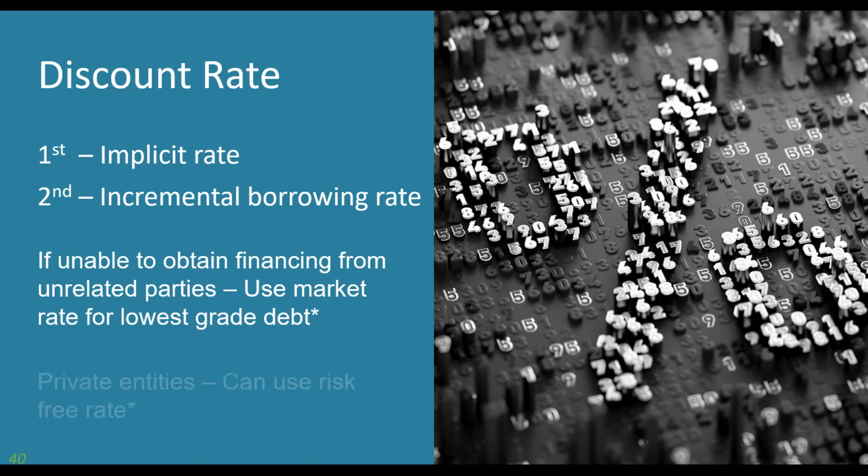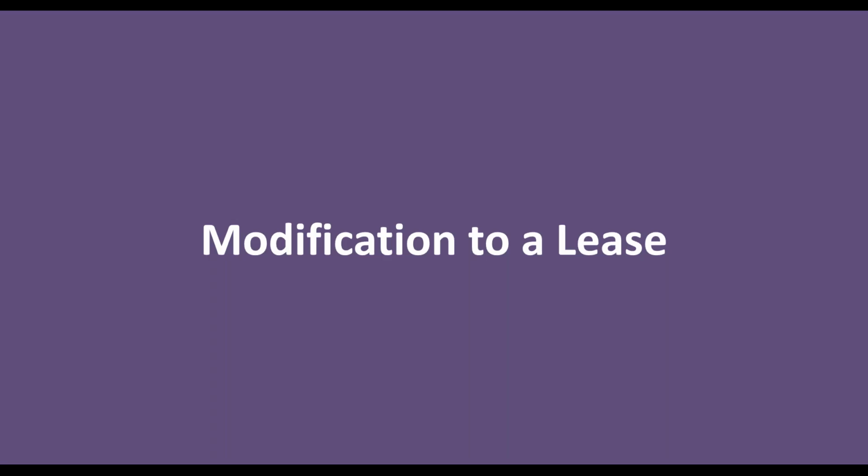And then still further, we have some private entities that would choose just to use the risk-free rate because it's easier than obtaining what the implicit or incremental borrowing rate might be. I would advise against doing that because the risk-free rate, by definition, would have the lowest interest rate, which would result in the highest present value and thus highest ROU asset and liability. So that's some information on discount rates.